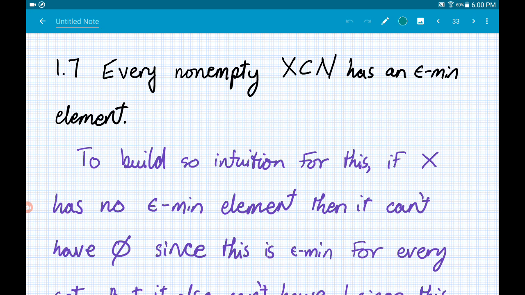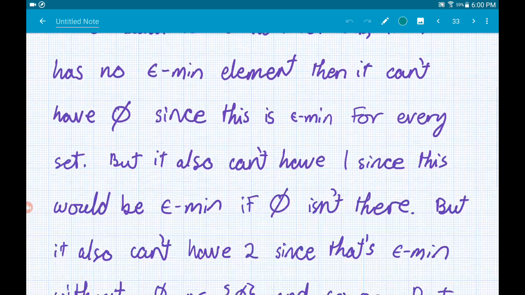So, alright, to build some intuition for exactly what this is saying, suppose that X, this non-empty subset of N, does not have an ∈-min element. Well, then it must not have the empty set, because the empty set, it is easy to show, is ∈-min in any set where you find it. So the empty set must not be in X.